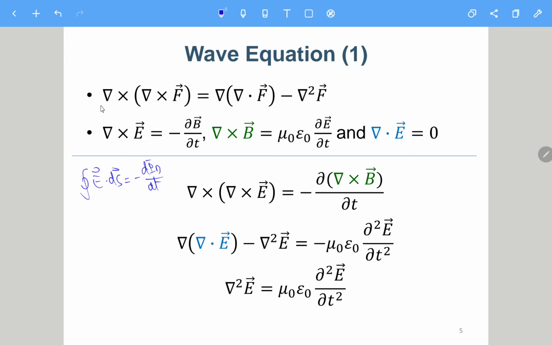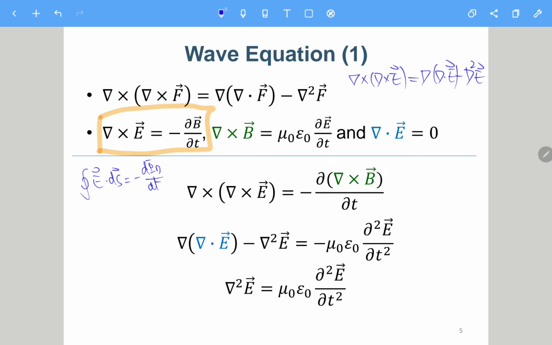Okay, so here F is an arbitrary vector field, so we pick F to be E. So we have the curl of the curl of E equals the gradient of the divergence of E minus the Laplacian of E. Okay, like this. So we can try to take the curl for this one.